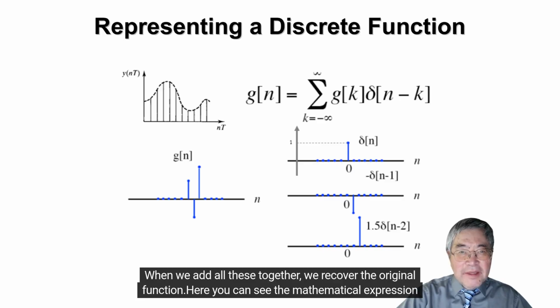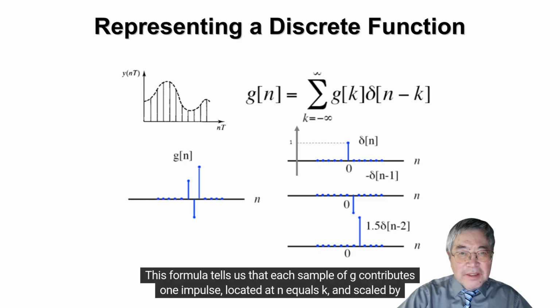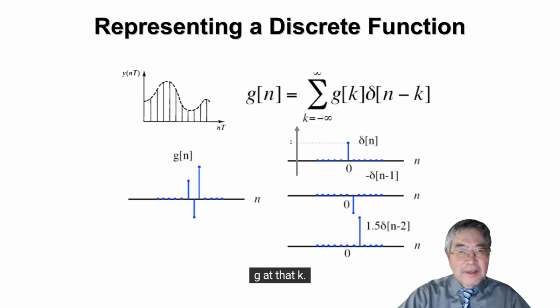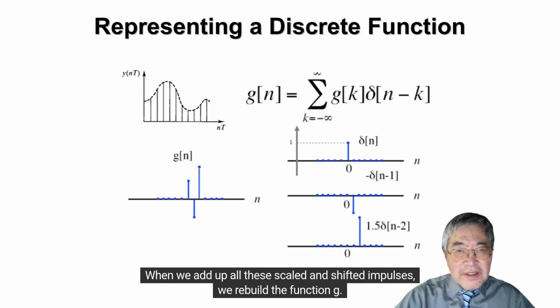Here you can see the mathematical expression in this slide. This formula tells us that each sample of g contributes one impulse, located at n equals k, and scaled by g at that k. When we add up all these scaled and shifted impulses, we rebuild the function g.